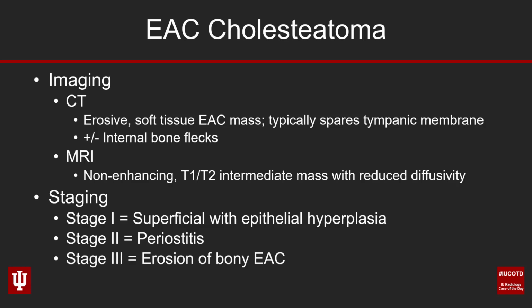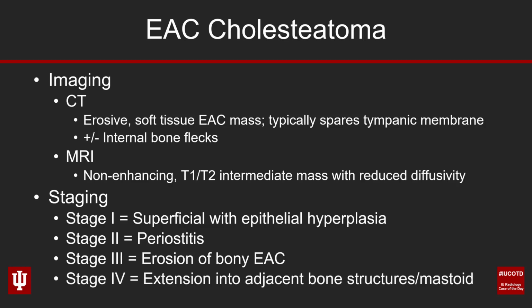Now when it gets to stage 3 disease, then you start having erosion of the bony external auditory canal, something that you can readily identify on CT imaging. And then stage 4, as this one was, the lesion is extending into the adjacent bony structures. It's invading, in this case, into the mastoid. So again, I don't talk about the staging of these in my reports, but it's helpful to think about it as you're approaching your thought process of what do I need to talk about.